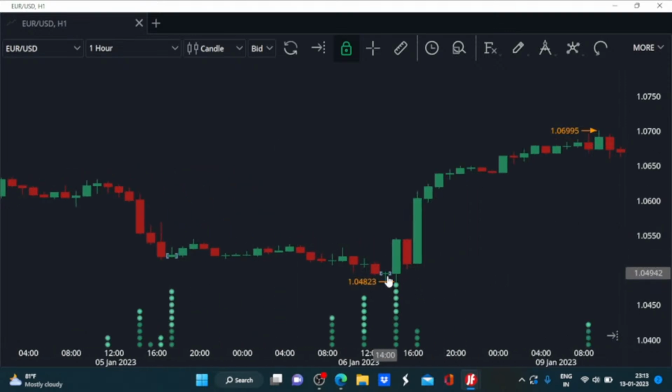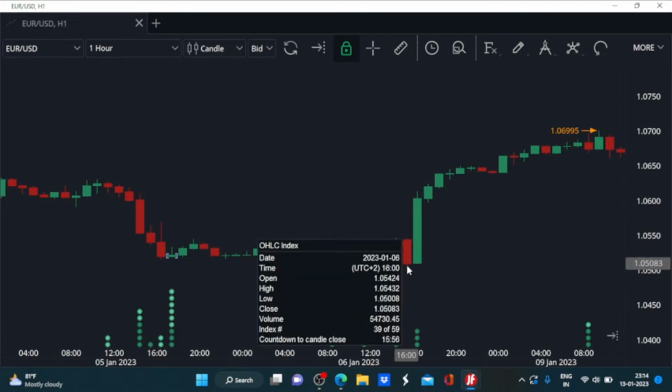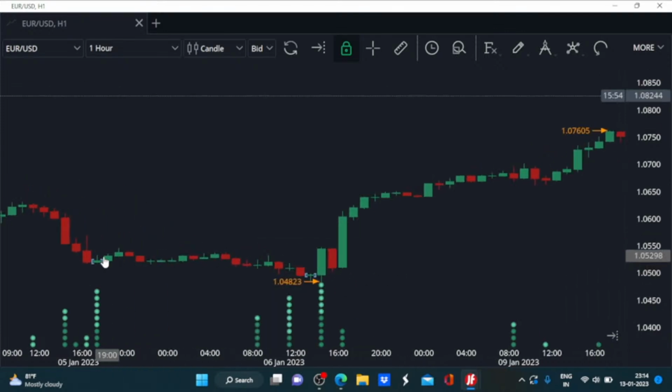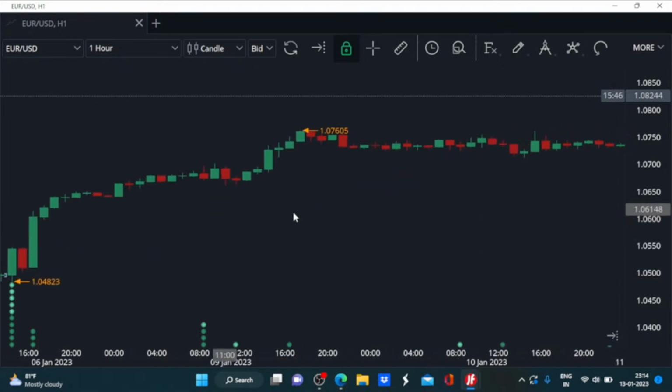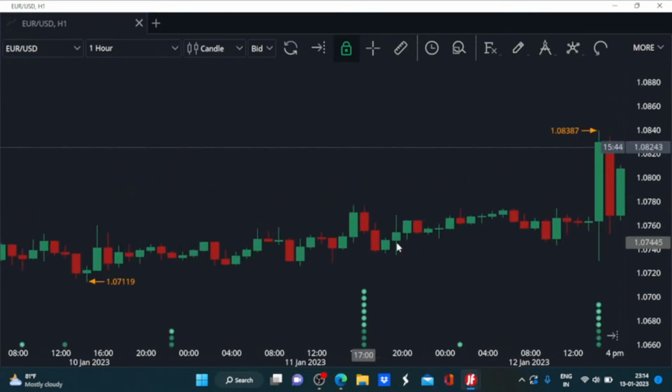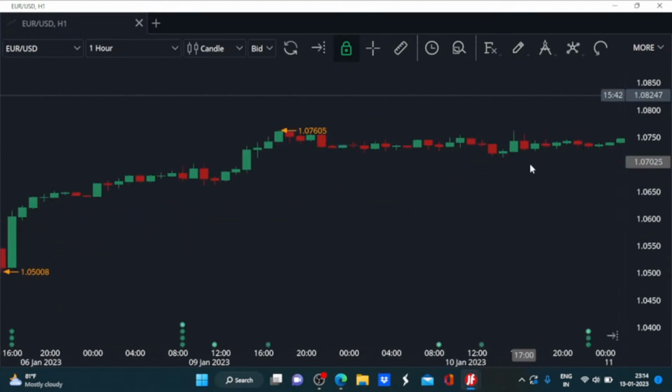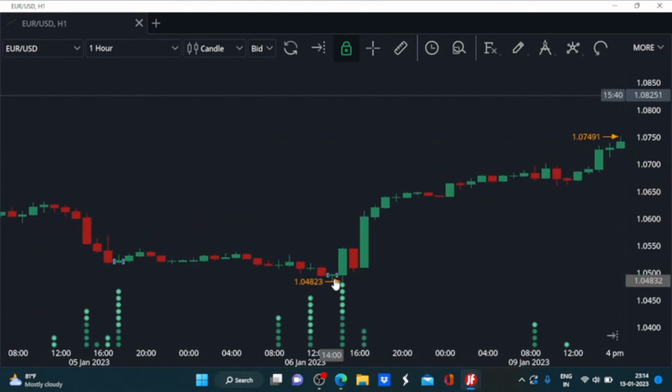Then again comes the second Harami cross formation. This time around, there is significant rise, and all these losses, or even multiple times of what you had lost, would have been recovered in this second successful instance. So that's my explanation of the Harami cross formation. Let us see what we can do in terms of its editing.